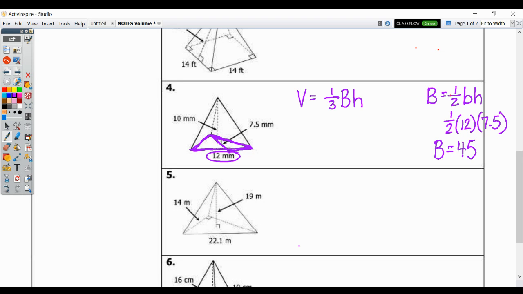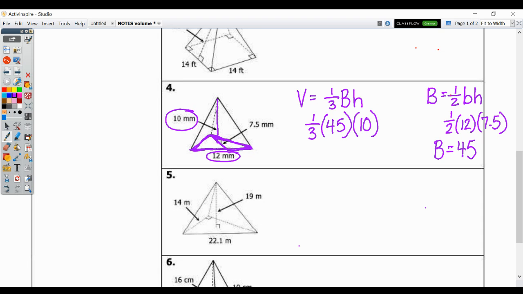So my capital B is going to be 45 for this problem. Okay, so let's substitute these values in. So I'm going to bring down the 1/3. My capital B is going to be 45. And my H is right here because it goes from the bottom to the top point. That measure is 10. So for the H, I'm going to substitute in a 10.